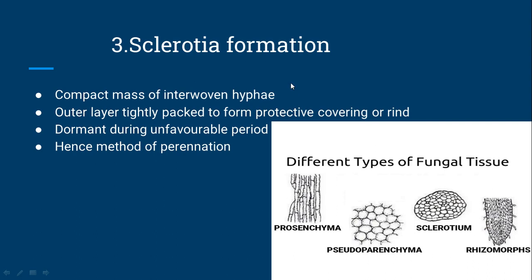In Penicillium, mainly the sclerotium forms, but there are other arrangements of fungal tissues as well. These fungal tissue arrangements take place in other fungi, like prosenchyma, pseudoparenchyma and rhizomorph-like structures. All these are arrangements of the mycelium.